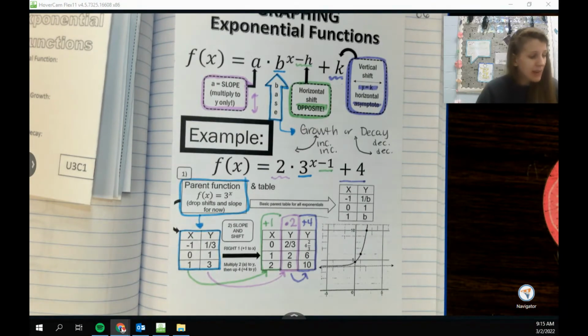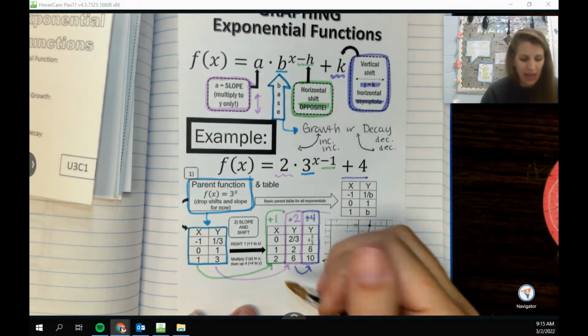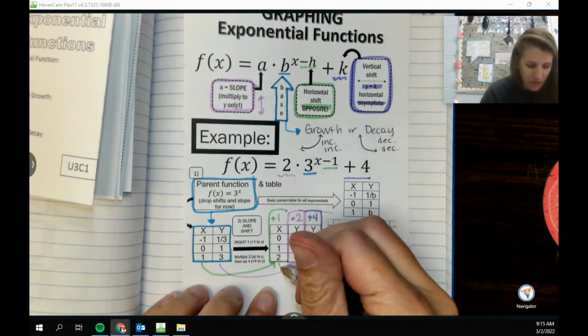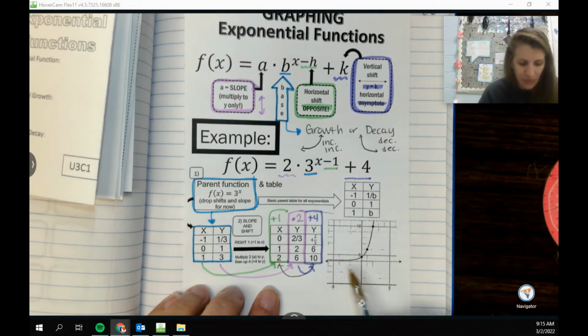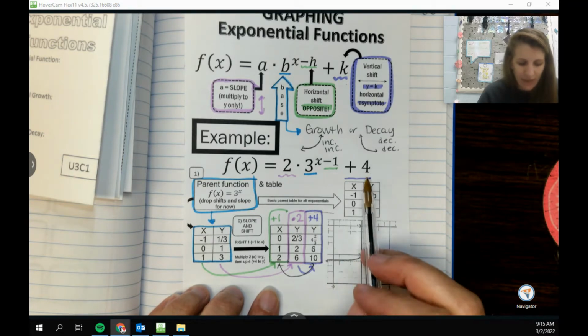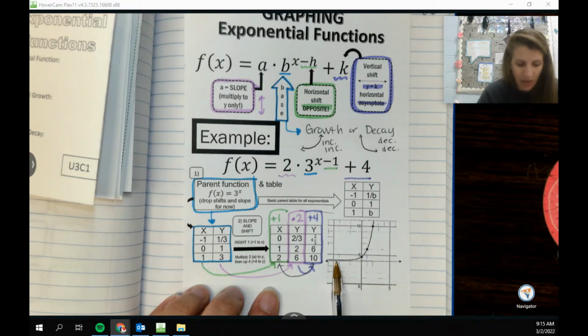And then at the very end, we plot our final x and y. So this is kind of our final table here, just the first and last one. So I went to 0, 4 and 2/3, 1, 6, and 2, 10. I also have my horizontal asymptote at 4 to help guide my growth graph.